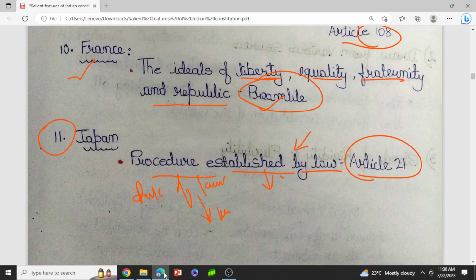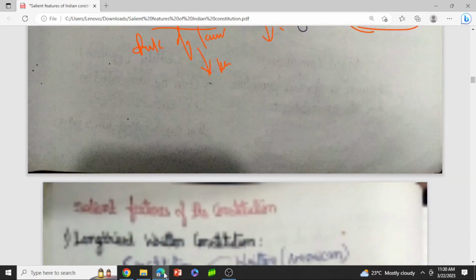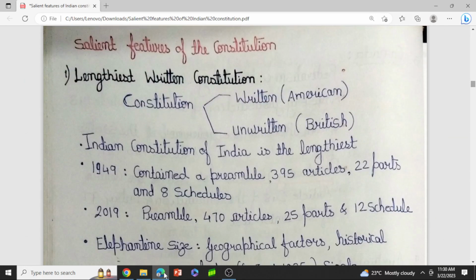Now that was the sources. We have 11 sources from where the features of the Indian Constitution have been created or taken up. Now let's understand one by one the salient features of the Indian Constitution, important from the exam point of view.